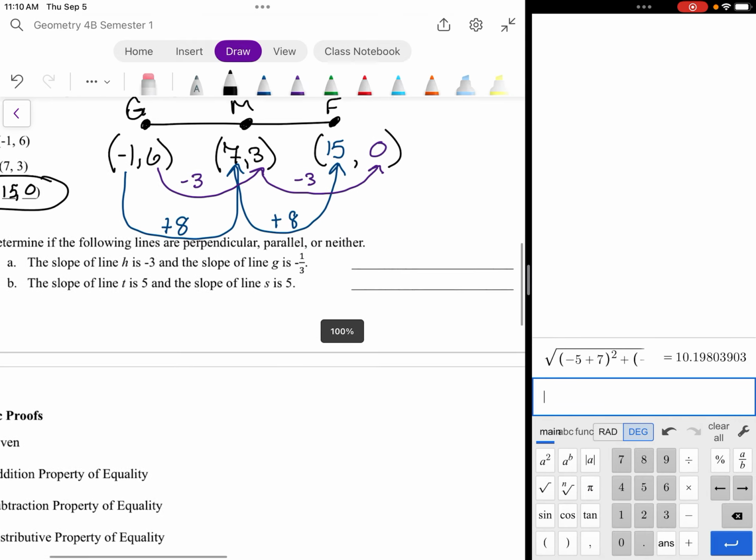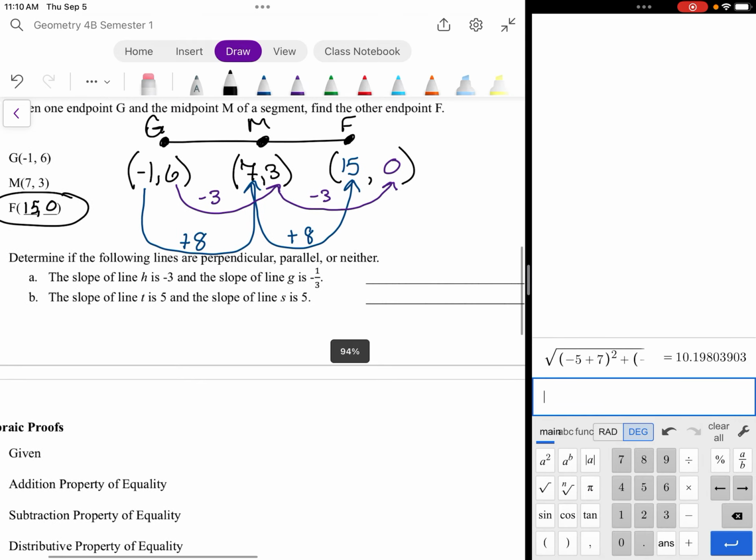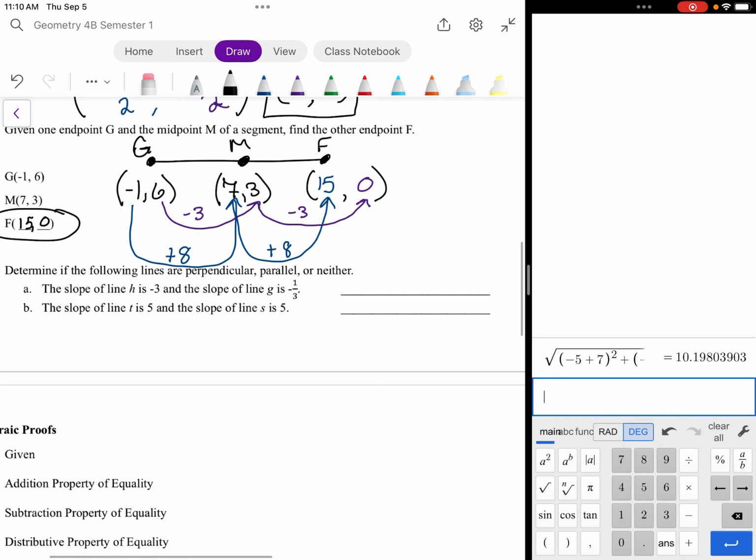Then the last part of the review is to determine if the following lines are perpendicular. Remember, the symbol for that is an upside down capital T. Or if they're parallel, which is those two lines next to each other, and we can use N for neither.